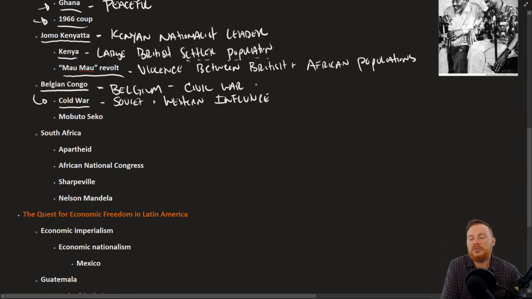Again, you can think of the Cold War as this larger competition over ideology. Of course, both the Soviet Union and Western nations like the United States had a vested interest in making sure that the Belgian Congo either followed the Soviet model or didn't follow the Soviet model. Eventually, from the bloodshed, Mobutu Sese Seko emerged as the dictator.